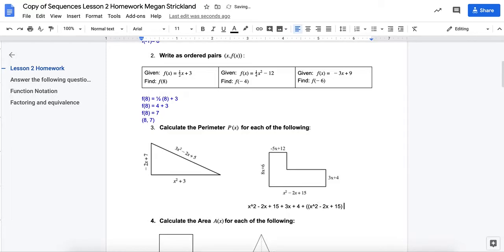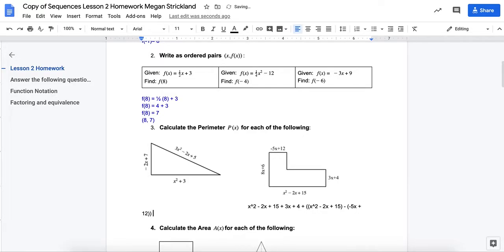Minus parentheses negative 5x plus 12. Okay, so that is for this side here. And then plus, you have this side right here on this top height. So that's going to be the parentheses 8x plus 6 minus 3x plus 4.